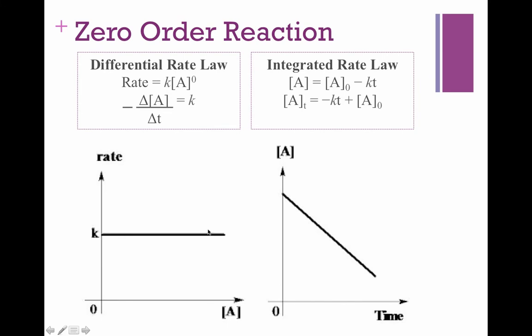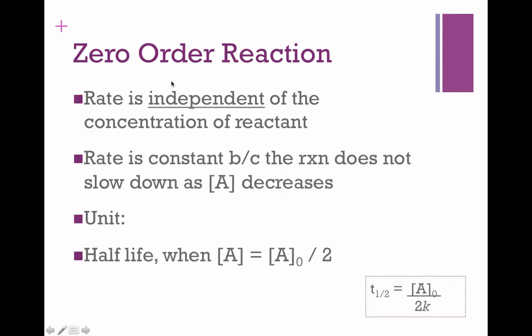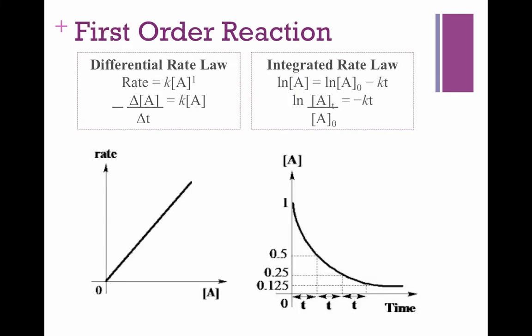For the differential zero order, you're going to have a straight line, because remember, for zero order, the rate does not depend on the concentration. For integrated, you're going to have a negative sloping line. These equations will come into play. You may need them to calculate things, so make sure you're paying attention to them. Again, a zero order reaction is independent of the concentration. The rate does not slow down depending on how much reactant you have. For the half-life equations here, half-life is the time it takes for half of the substance to turn into products. It's exactly what it sounds like.